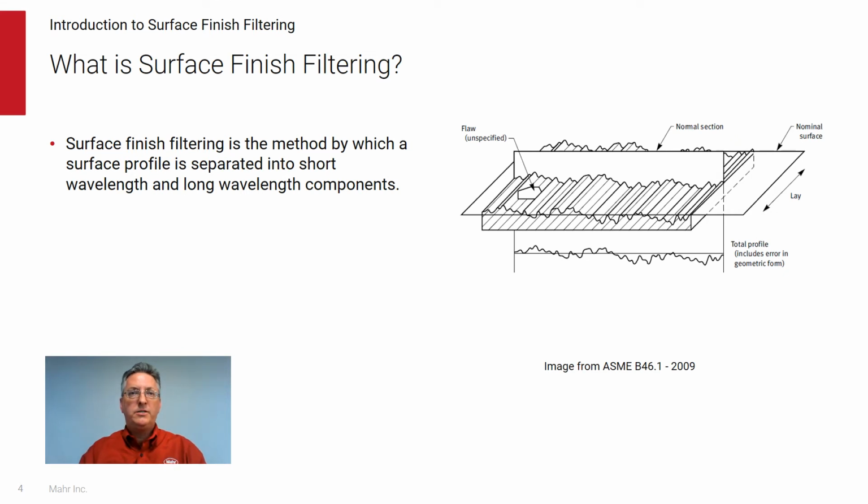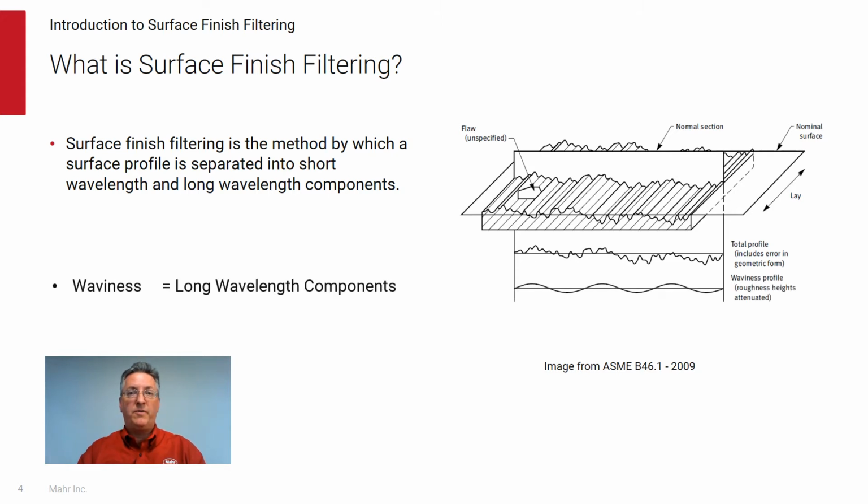So, what is surface finish filtering? Surface finish filtering is the method by which a surface profile is separated into short wavelength and long wavelength components. Let's take a look at the total profile to the right. This profile represents an as-traced profile. When this profile is filtered, two separate profiles are generated.